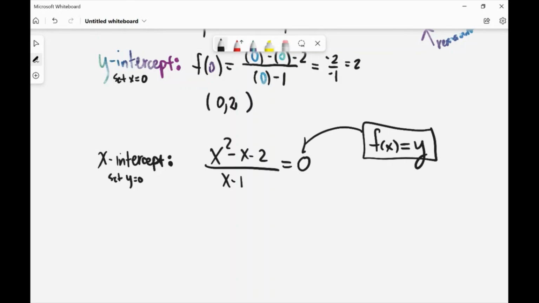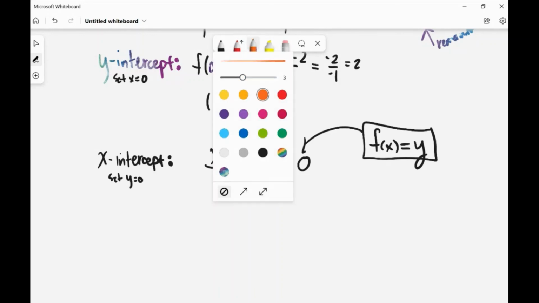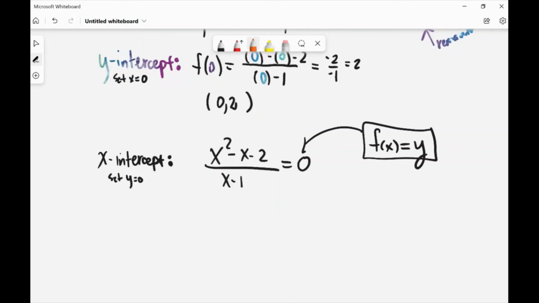Get rid of the denominator. You multiply both sides by the bottom, x minus 1. Yes, multiply both sides by x minus 1 because we want to get rid of the denominator. I know it seems blasphemous, but we're going to just get rid of it. And then that's x squared minus x minus 2 equals 0.